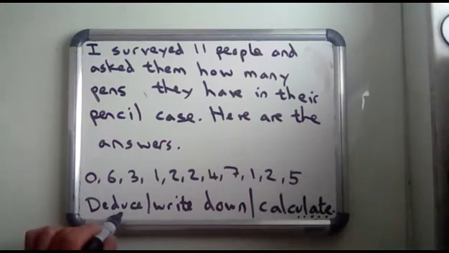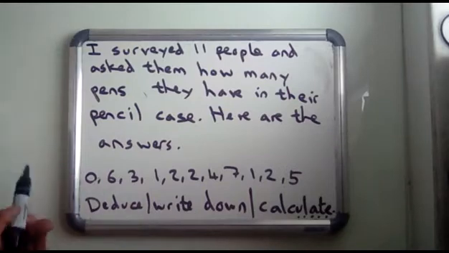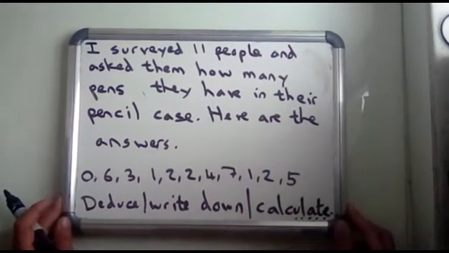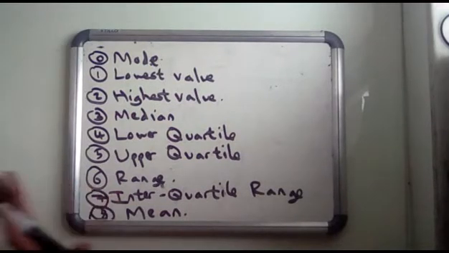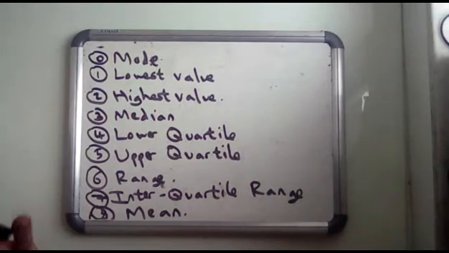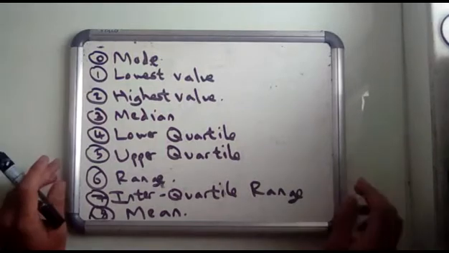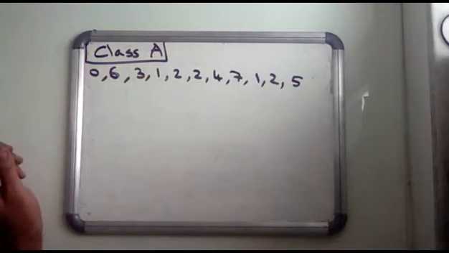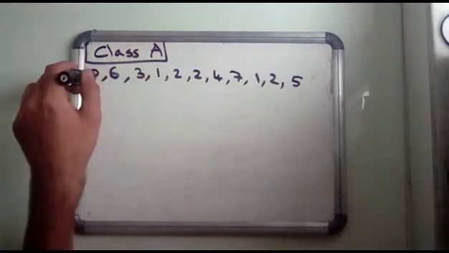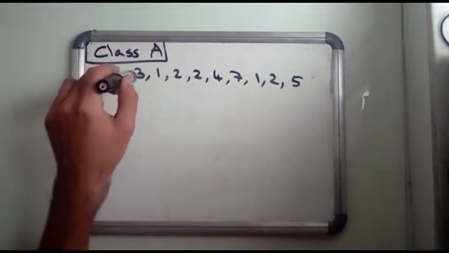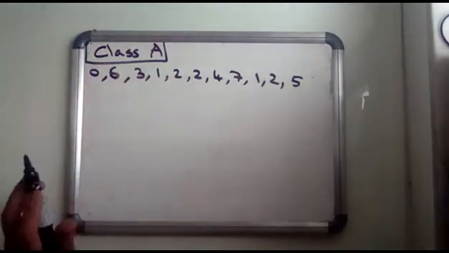So we need to deduce, write down, or calculate, depending on what we're trying to work out, the mode, the lowest value, the highest value, the median, the lower quartile, upper quartile, range, interquartile range, and the mean. Okay, so we're going to call this class A. So here are the results again: 0, 6, 3, 1, 2, 2, 4, 7, 1, 2, 5.